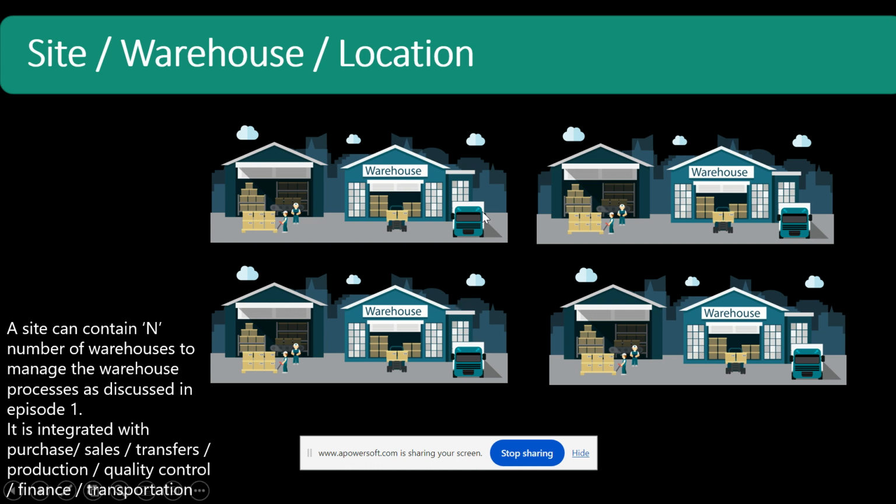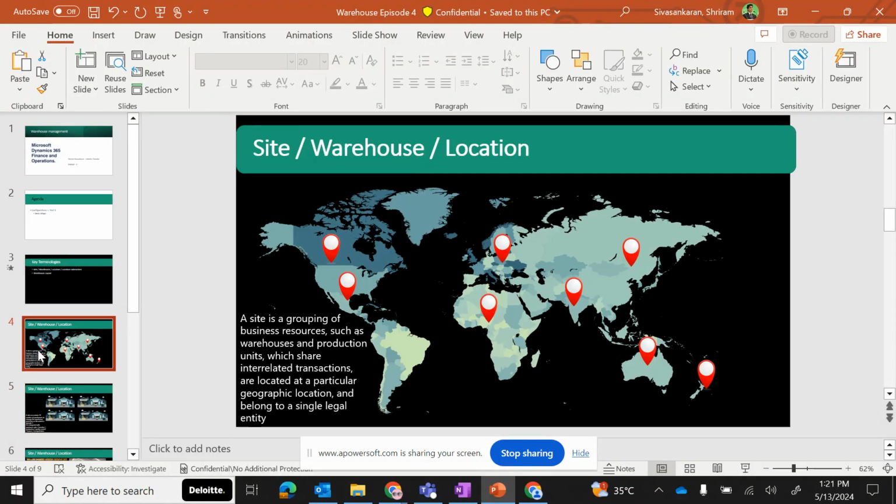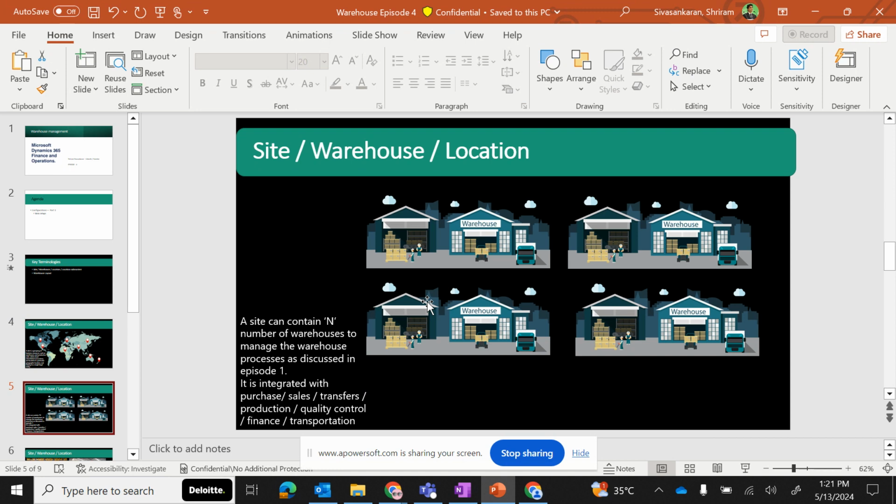So you have to be very careful in how you define the site, warehouse, locations and the warehouse layouts. Only then can you configure the same accordingly in your D365 system, right? So first let's get into D365 and understand how it can be configured. We saw what a site and warehouse are. So let's get into D365 now.